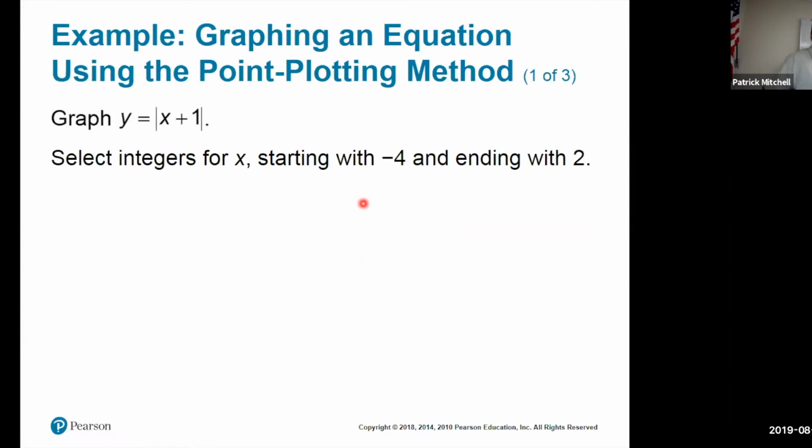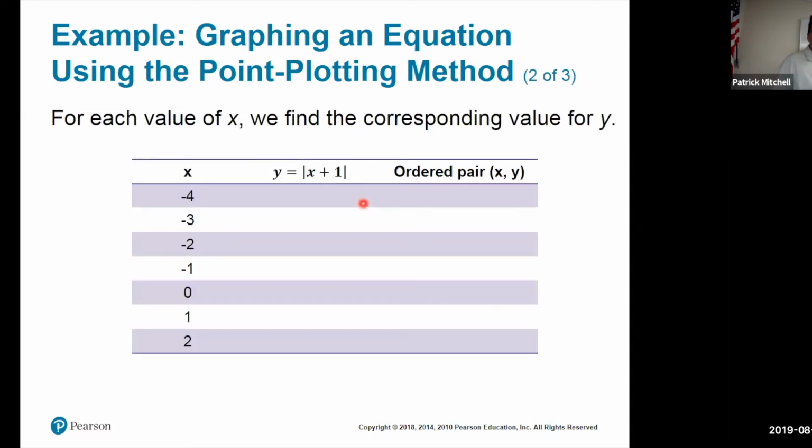Okay, so our first example graphing is going to be to graph y equals the absolute value of x plus 1. And the way that I'm going to graph that is I'm going to pick some values for x. And what we often tell you is that you can pick any values you want. When we get into graphing specific kinds of equations, we often have some advice about what are the most helpful values of x to pick. But technically, you can pick any values you want. So we're going to try integers from -4 to 2.